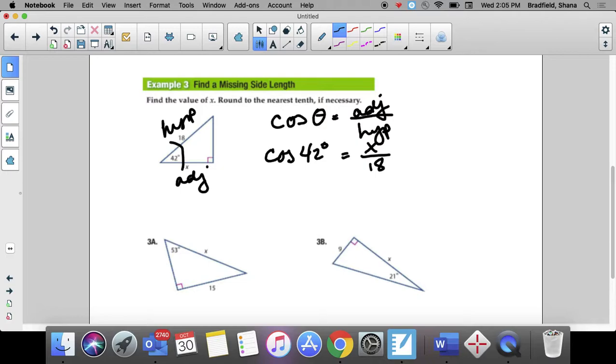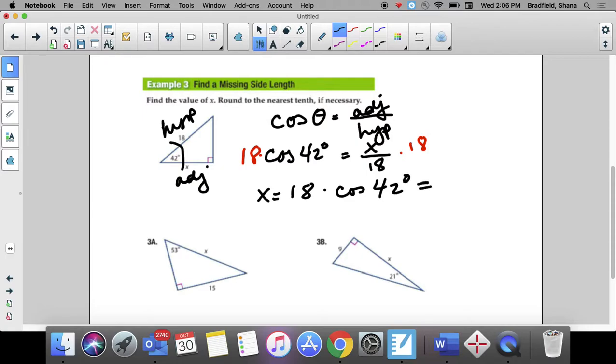Now you need to keep in mind that cosine of 42 degrees is a number. There is a value that goes with that. So basically this tells me some number equals x over 18, and then to solve for x, I would just do some basic algebra and multiply by 18 here. So x is equal to 18 times the cosine of 42 degrees. And I would put this in my calculator.